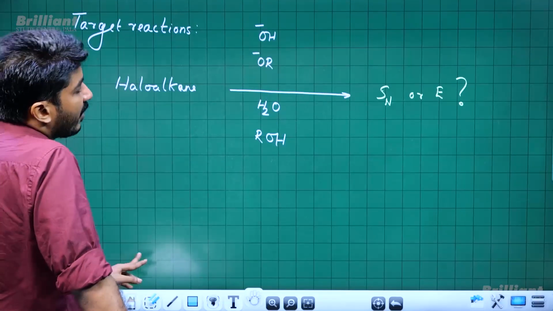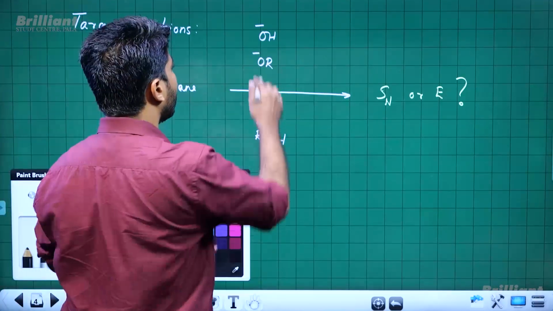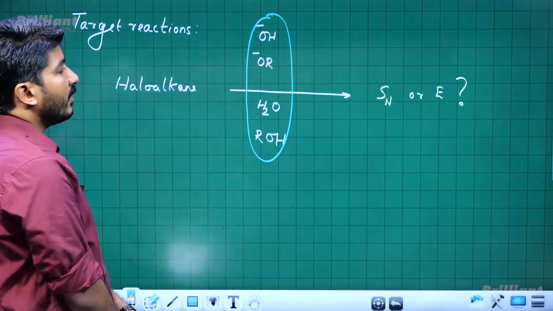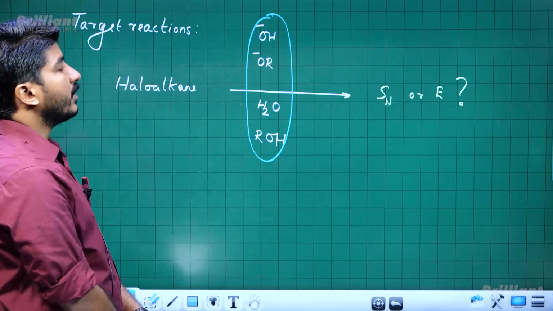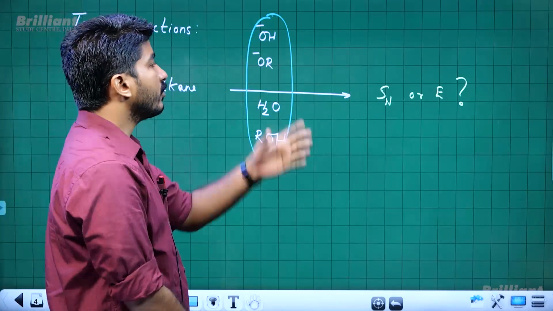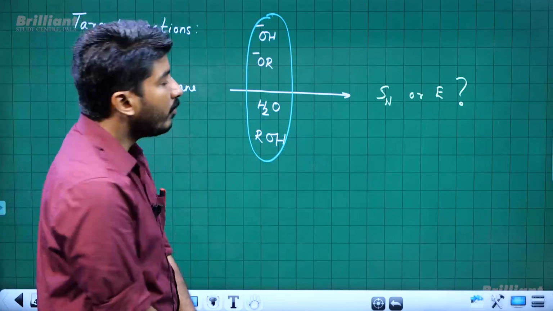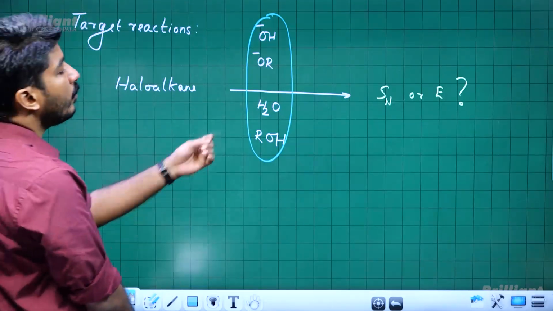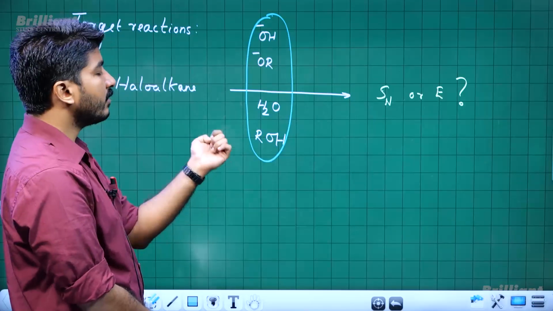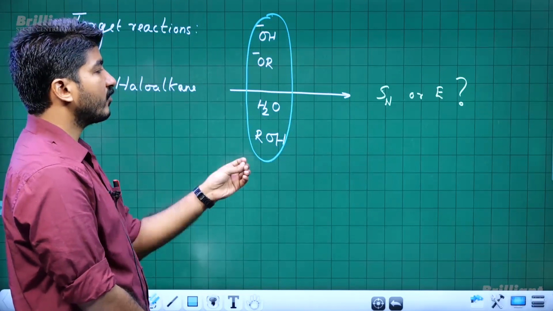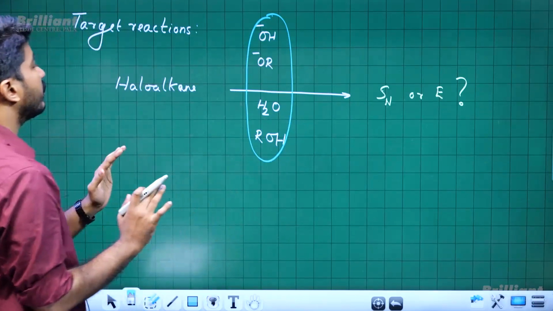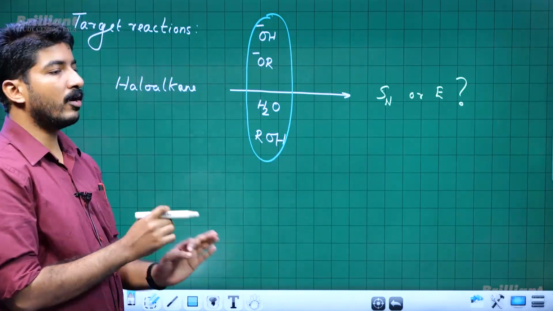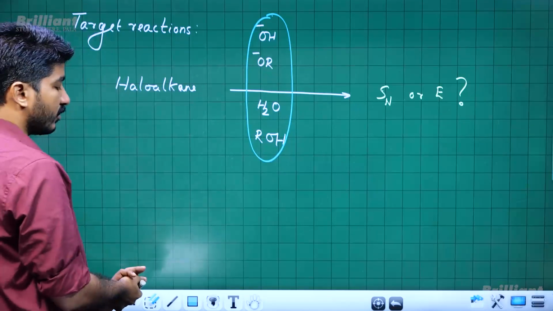So let's take these few nucleophiles and analyze their cases. OH minus, alkoxides. Alkoxides you have methoxide, ethoxide, propoxide, tertiary butoxide, etc. H2O. Alcohol, we can talk about methanol, ethanol, tertiary butyl alcohol, etc. In such cases, what is going to happen? Whether SN1, SN2, E1 or E2 is dominating in these cases, that is our question.